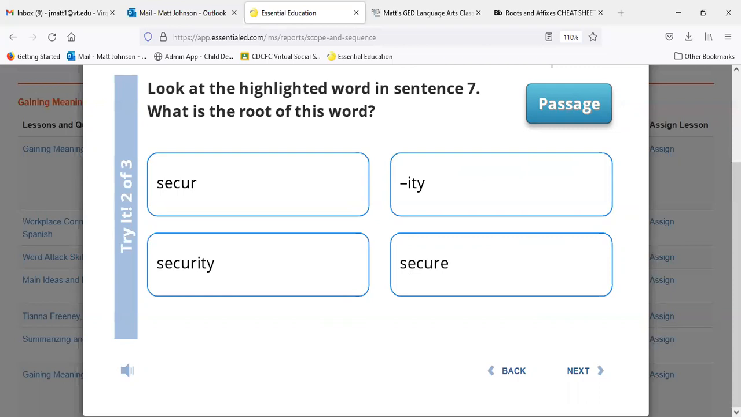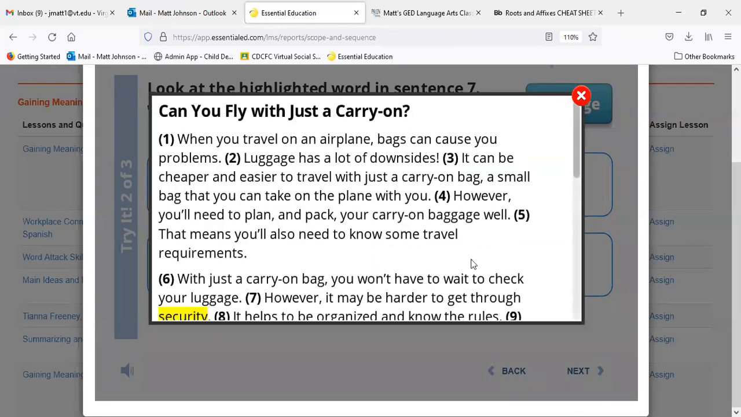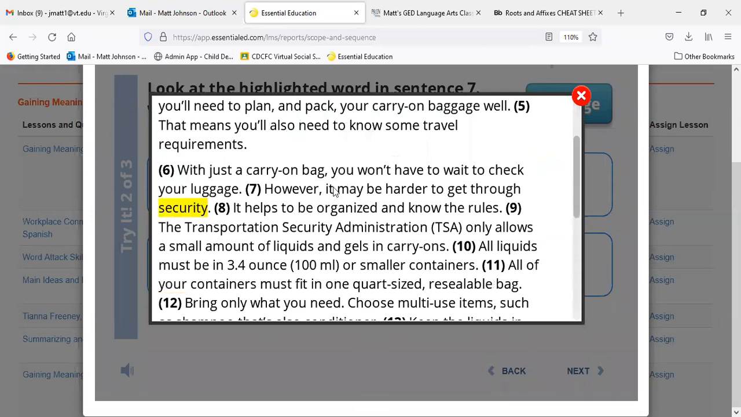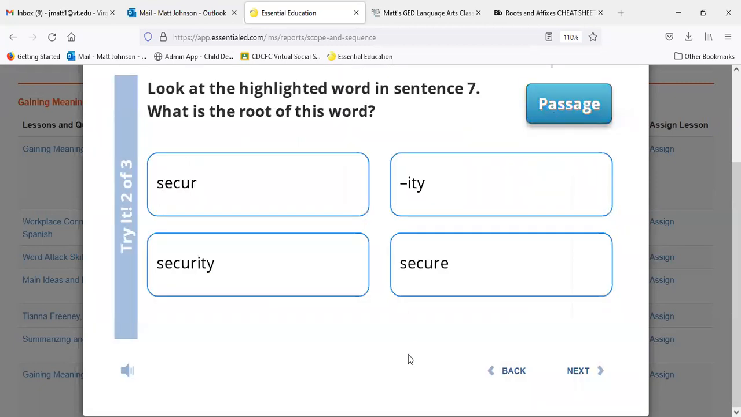It's okay here. Was Kate here? It's not showing number 7. Oh, sentence 7. So yeah, however, maybe harder to get through security. So let's see, I think let's see who else we have here. Yeah, Kate, you're here, right? Can you answer that?